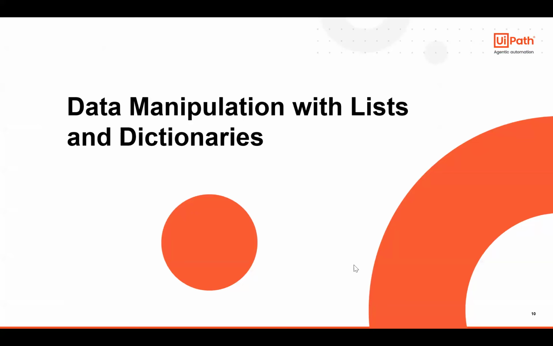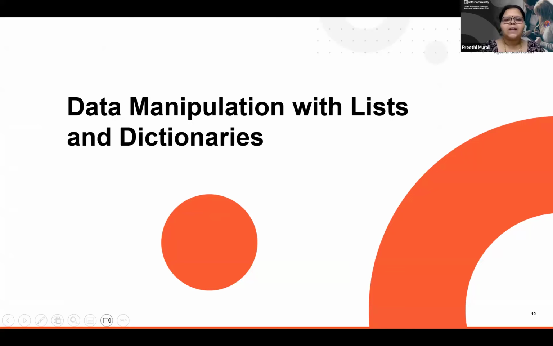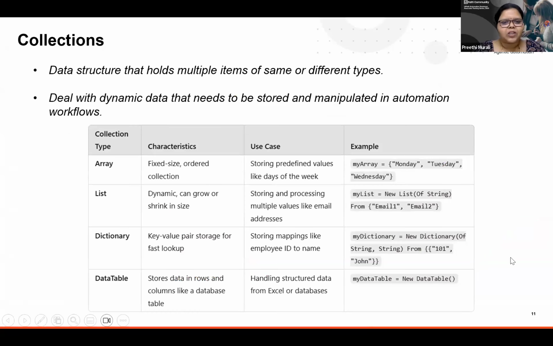Okay. So we saw the data manipulation about strings, right? So next we'll move on to collections. So let's see what a collection is. So collection is nothing but any data structure. So it can store multiple items of same or different types. So if you take array or list, you can store multiple items of same types. So there are some other collections which can store multiple items of different types.